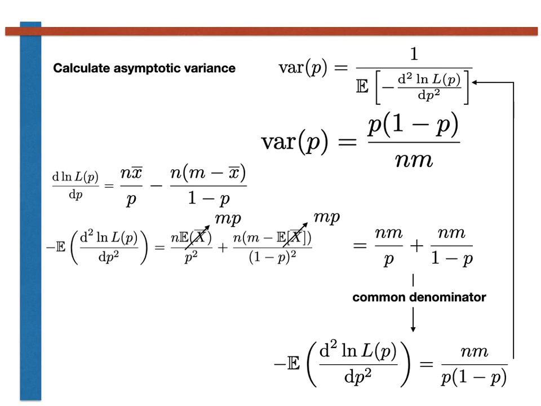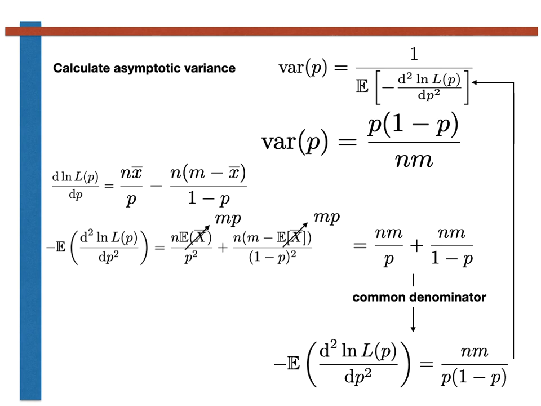Just in case anyone is wondering why this is not equal to the variance for a binomial random variable, np upon 1 minus p, recall that what we are calculating here is not the variance for the binomial random variable. This is the variance for the estimator of the parameter of the random variable. It is the variance of an estimator for the parameter p.